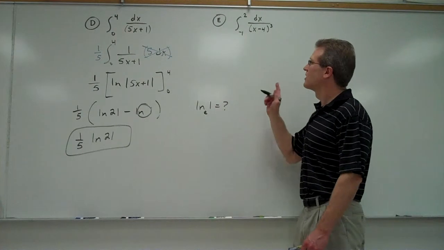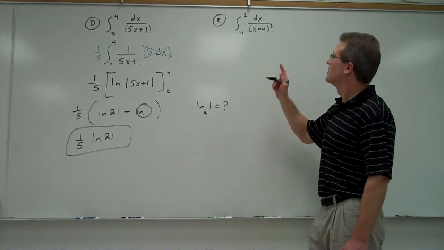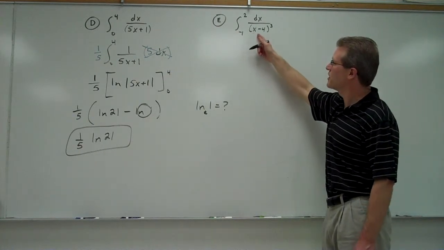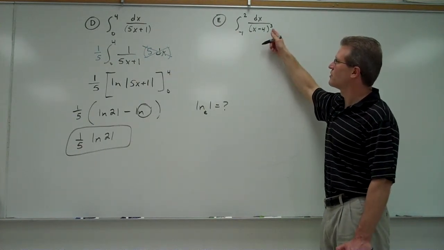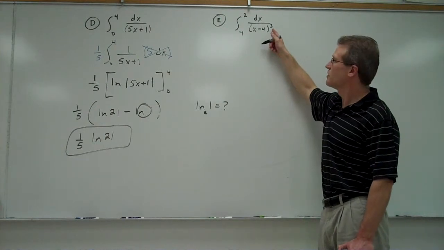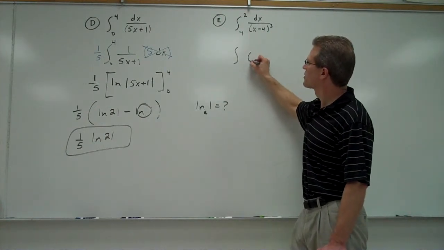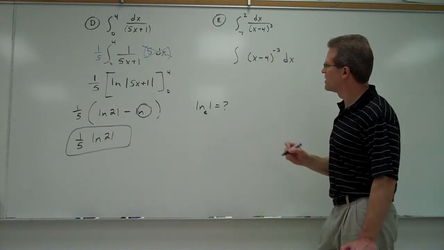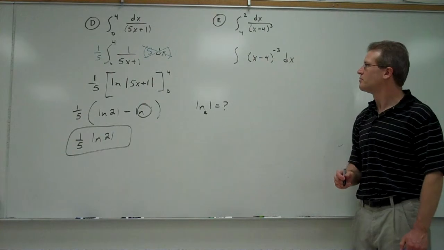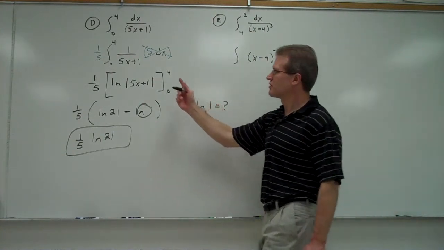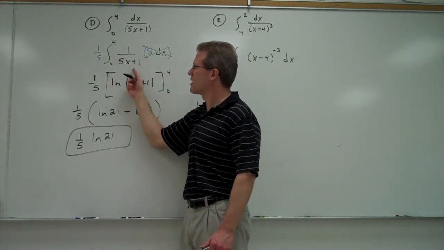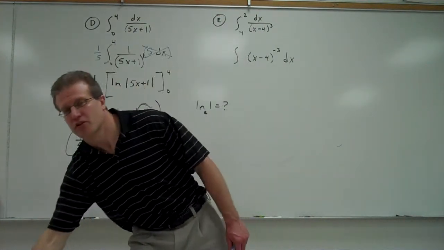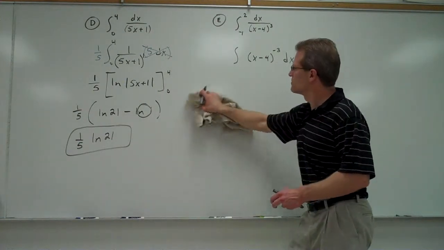All right, letter E. Similar but different. The big difference here is that the expression in the bottom is not to the first power, it's to the third power. So what I want to do here is just move that to the numerator and call that x minus 4 to the negative 3. You will not need logarithms to do this problem. You only use logarithms when your expression in the denominator is to the first power. When it's to the third power, you don't need to use logarithms.